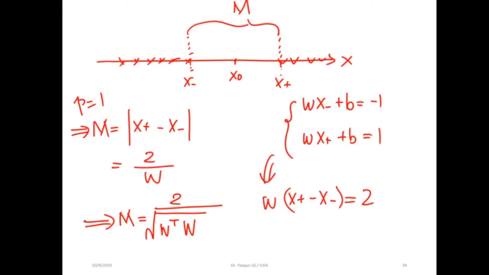All right, so now we know margin is 2 over the W vector's norm. Because I want to maximize M, right? Then what is it equivalent to? To maximize the M, which means what? It's equivalent to minimize W transpose W. So what is W transpose W? It's the L2 norm square of our weight vector, right?